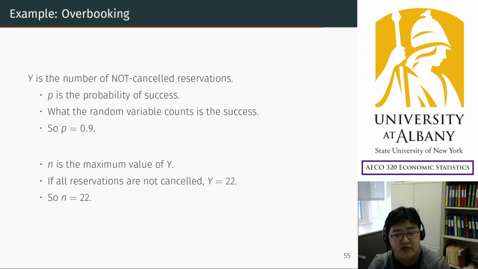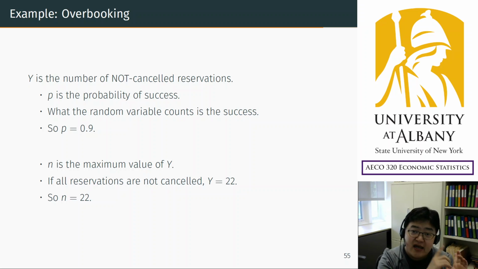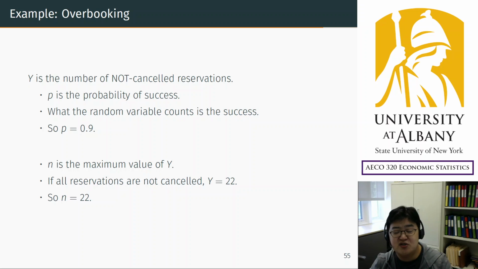So when we count the number of cancellations, cancellation is success, right? But now we are counting the reservations that are not canceled. Then cancellation is now failure. Non-cancellation is success, right? It's tricky, but I want you to distinguish the difference. What we are counting as success is now those who do not cancel their tickets, because that's actually the passengers who come to the airport, right?